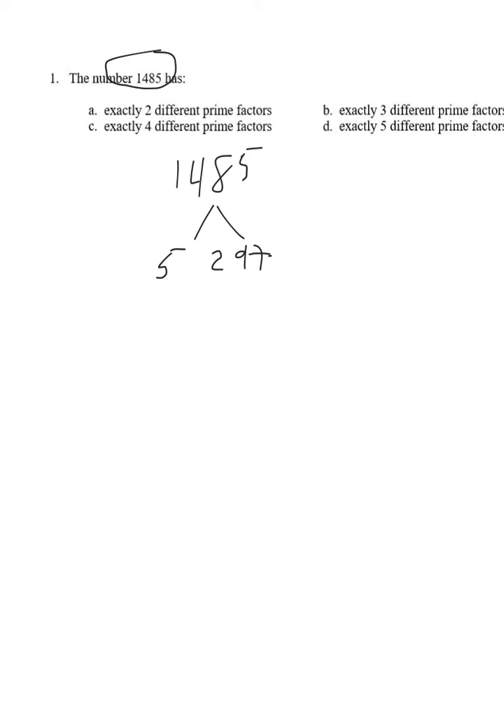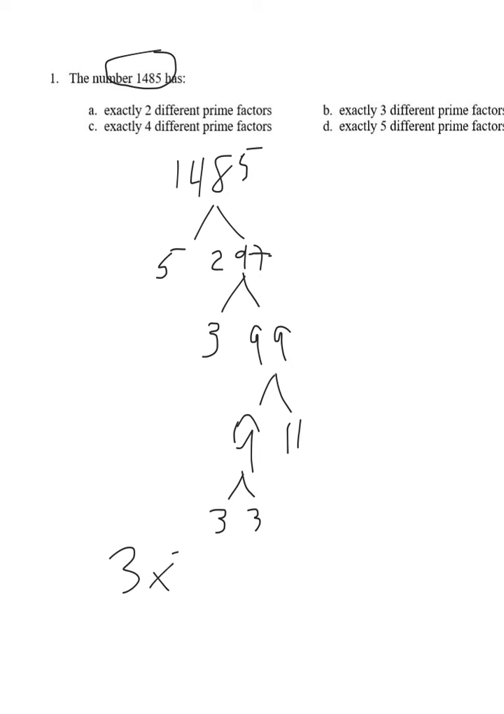297 is composite. If we add up the digits, we can see that it's divisible by 3. So when we divide by 3, it's 3 and 99. 99 is also composite. It is 9 times 11, and we can break down the 9 to 3 times 3. So the prime factorization is 3 times 3 times 3 times 5 times 11.